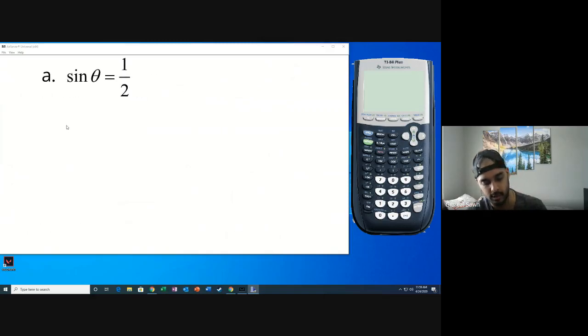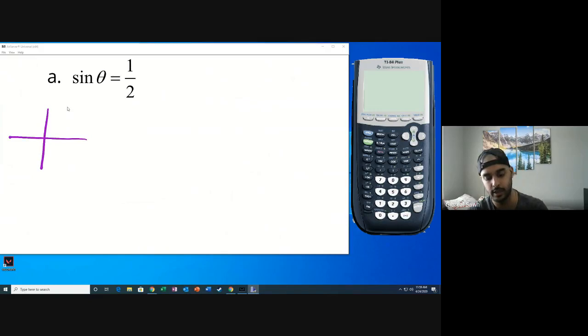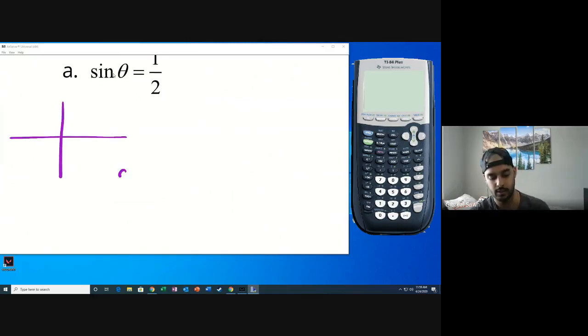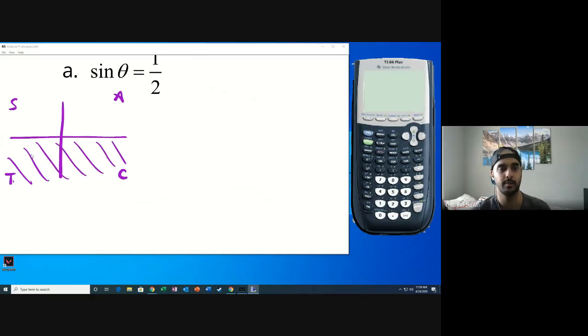So let's draw ourselves a little grid. Now, like before when we were solving trig ratios, the sign is important to tell us which quadrant we're in. So sine is positive here. So here's my C-A-S-T. Sine is negative in quadrants 3 and 4. So I know it can't be there, but it could be in 1 or 2. So I have to account for both.